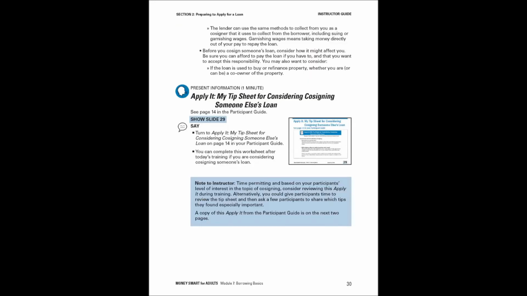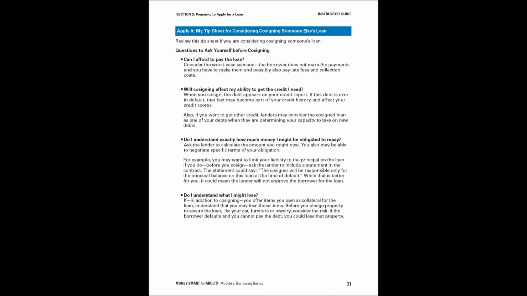Slide number 29 introduces the next activity, Apply It, my tip sheet for considering co-signing someone else's loan. Now, of course, you can have them start to work on this here in your training, or you can suggest that they complete the worksheet after the training. But the key here is the different things that they have to think about in terms of whether or not co-signing is appropriate for them.